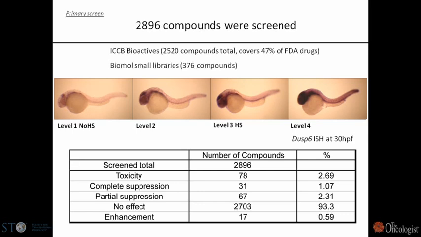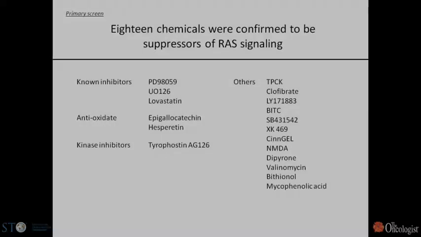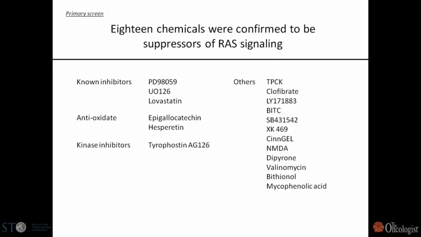And basically, we have categories of expression. So essentially, a level 3 hit is what a normal fish would look like. We found some chemicals that activate the MAP kinase pathway, and we found other chemicals that will be inhibited. So these are the chemicals that we found.